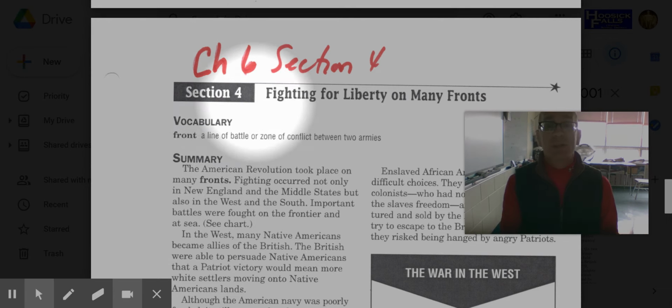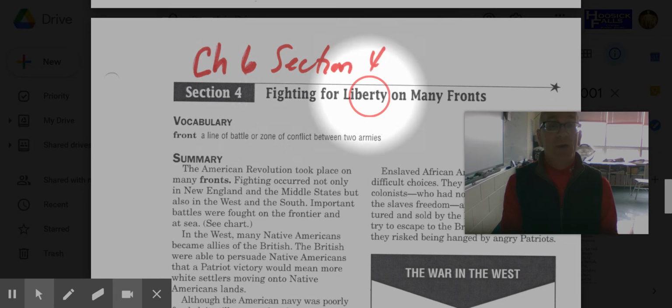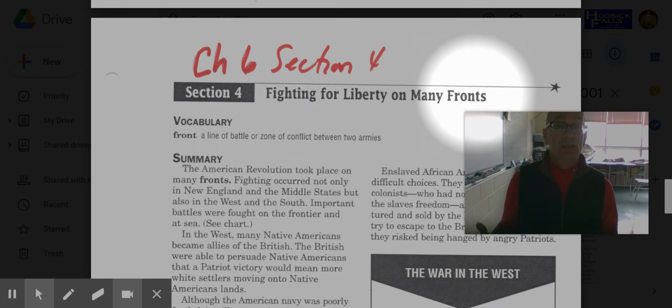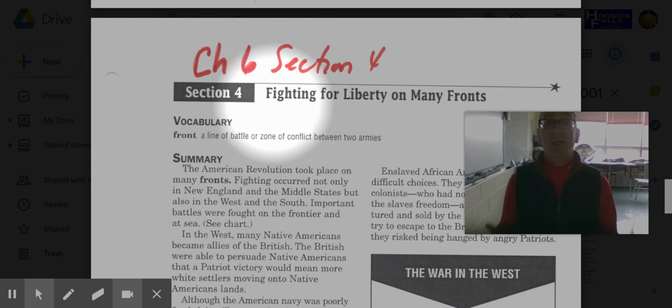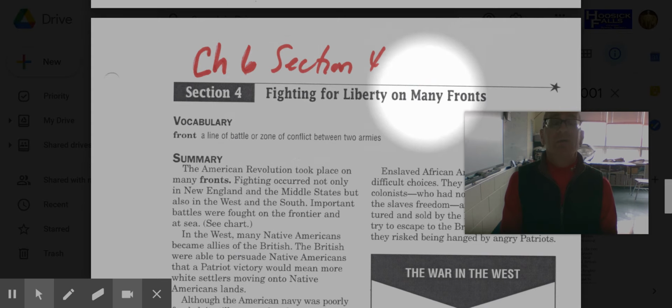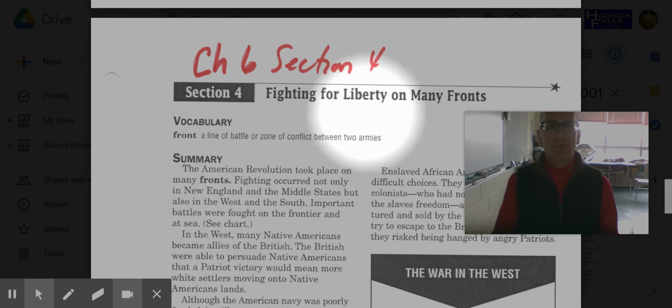And if you look at the title of the section, if there's fighting for liberty on many fronts, you can surmise, you can imagine that we're talking about fighting occurring at many different places. And that's exactly what's going to happen. There are many fronts involved in the fighting of the American Revolution, and we're going to look at some of those fronts in this lesson, in this mini lecture.